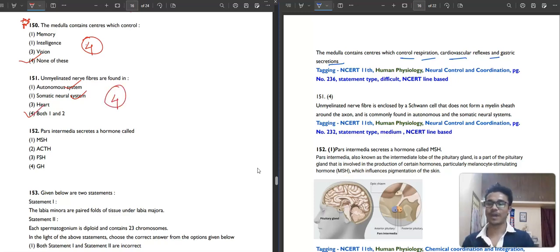Then it is saying that pars intermedia secretes a hormone called MSH, ACTH, FSH, or GH. So pars intermedia means what? You can see that this is your anterior pituitary, this is your posterior pituitary, and between these is your pars intermedia. So pars intermedia secretes a hormone called MSH. It is the intermediate lobe of the pituitary gland, the middle. It is melanocyte stimulating hormone. So MSH will be your correct answer, first option. Then question number 153.